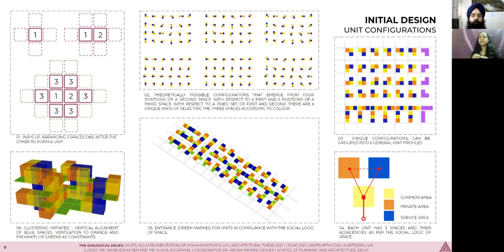So using that logic, and the fact that the entrance should have an edge which can be connected to the outside, and then the services should always align one atop the other, and the fact that for the orange space to have some natural ventilation, because we have already said that the yellow is going to have natural ventilation because it's connected to the outside, for that orange to have natural ventilation, whenever we make the massing, we should be clear that it should have a minimum of one of the edges empty.